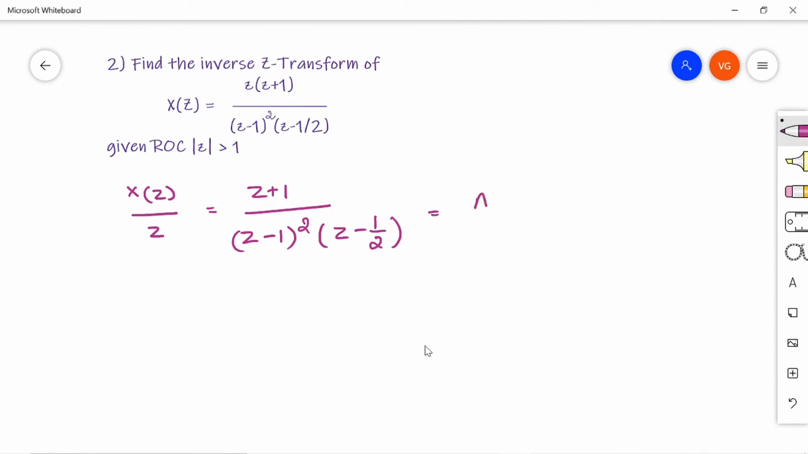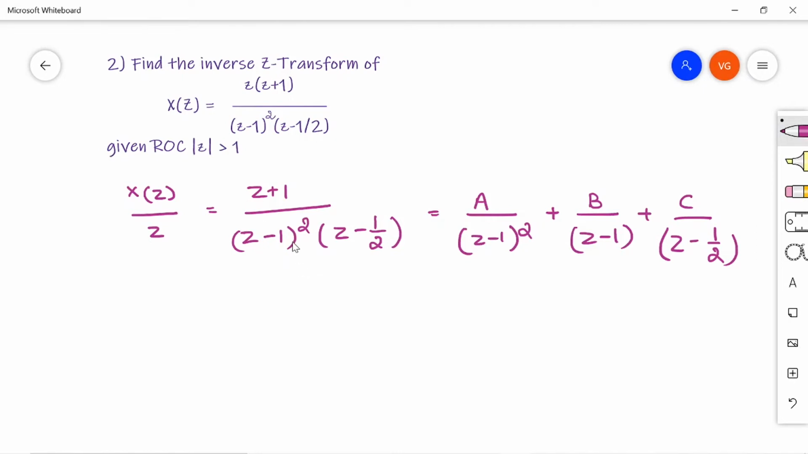So that will be A by (z - 1) whole square plus B by (z - 1) plus C by (z - 1/2). See here, if you have a whole square in the denominator, you have to take two different variables A and B. One is for (z - 1) whole square and one is for (z - 1). If you have, suppose, (z - 1) whole cube, then you have to write three terms: A by (z - 1) whole cube, B by (z - 1) whole square, and C by (z - 1). So this is how you have to divide this.